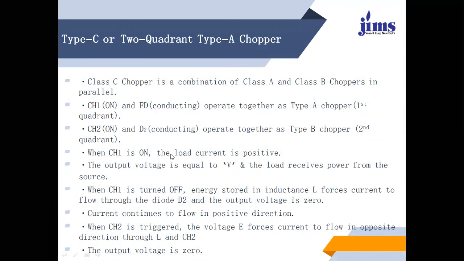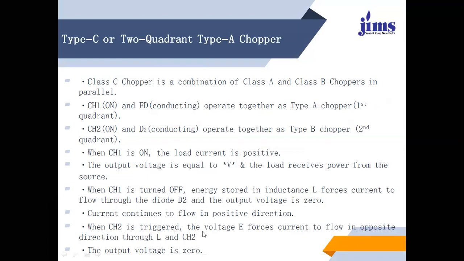When CH1 is on, the load current is positive. The output voltage is equal to V, and the load receives power from the source. When CH1 is turned off, energy stored in the inductance forces current to flow through the diode D2, and the output voltage is zero. Current continues to flow in the positive direction.